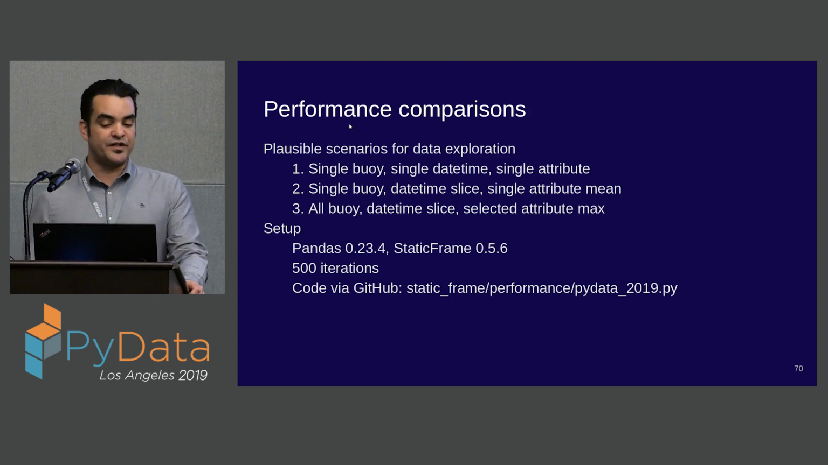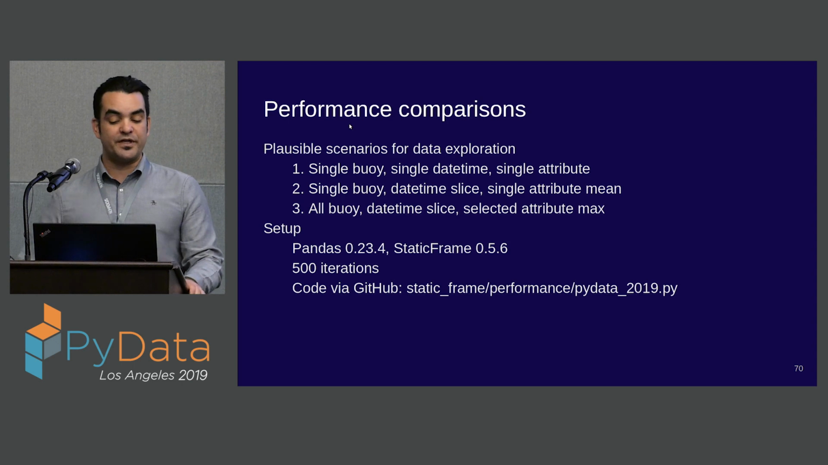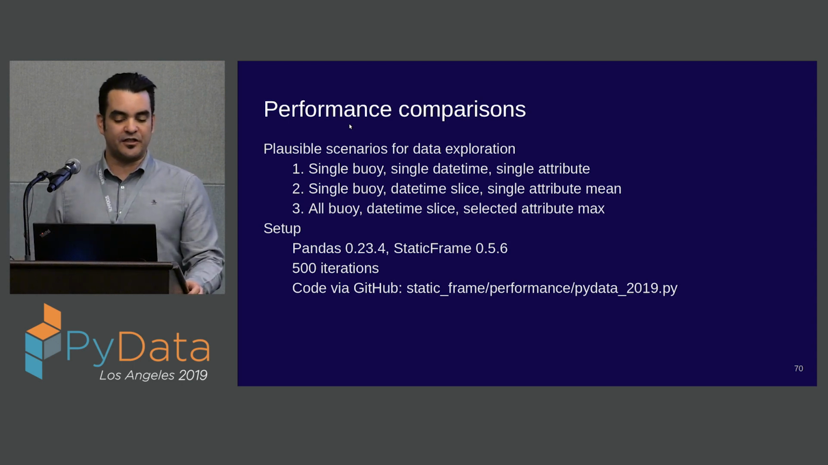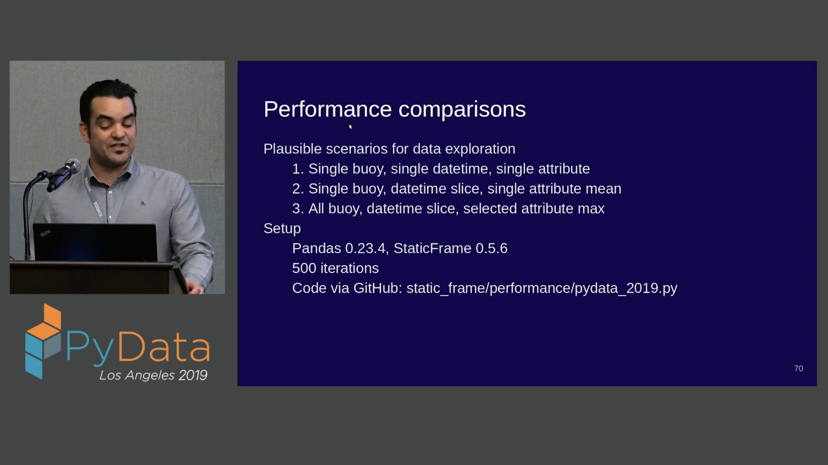So we're going to look at three scenarios. This is far from exhaustive, but we're going to look at three. We're going to look at a single buoy, a single date time, and a single attribute. How long does it take us to drill down to that single element? Then a single buoy, a date time slice, and the mean of a single attribute. And then we're going to look across all buoys, a date time slice, and then get the max from some selected attributes.